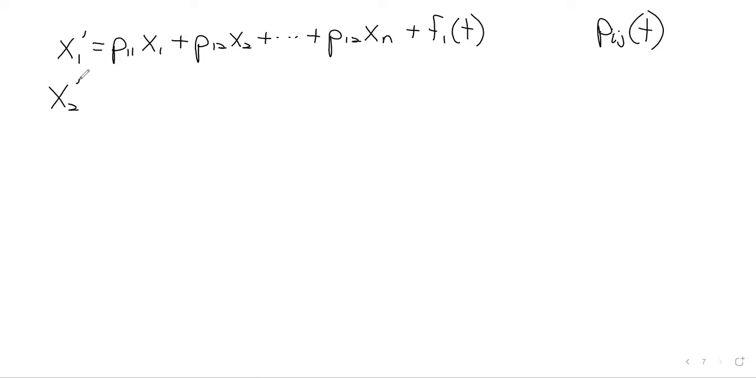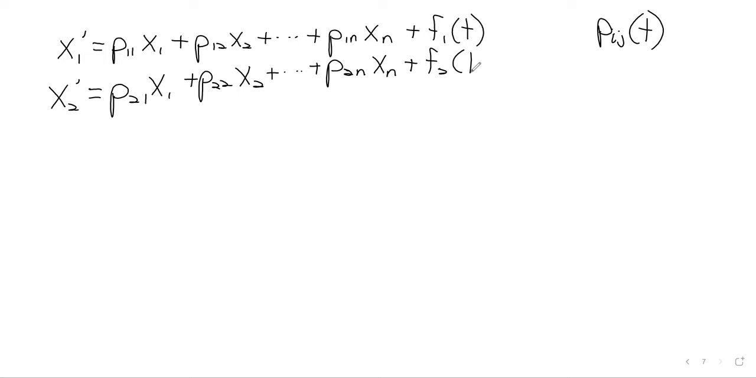And then this pattern just repeats. x2 prime is something times x1 plus something times x2. And again, once I start getting these little subscripts on the board, I need to be very careful or errors will creep in. And then this pattern repeats down to our nth variable.